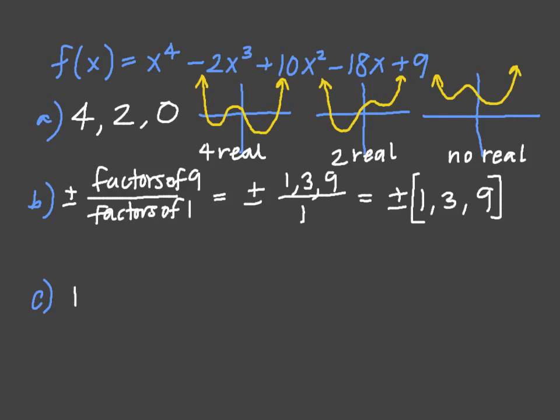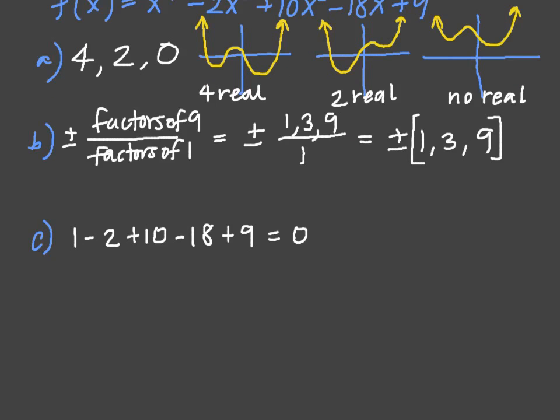So we add up the coefficients, 1 minus 2 plus 10 minus 18 plus 9. Okay, so does that give me 0? Yes, it does. So 1 must be a factor. So I want to set up my synthetic division using my coefficients, 1, -2, 10, -18, and 9. And I want to make sure that I don't need any placeholders. So 4, 3, 2, 1, 0. Okay, I'm good. I don't need any placeholders.